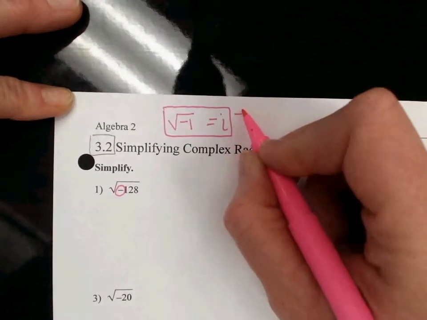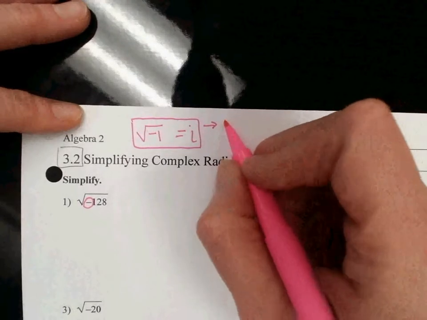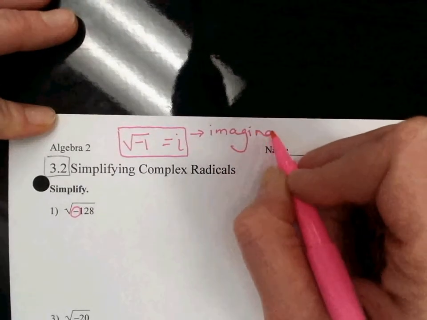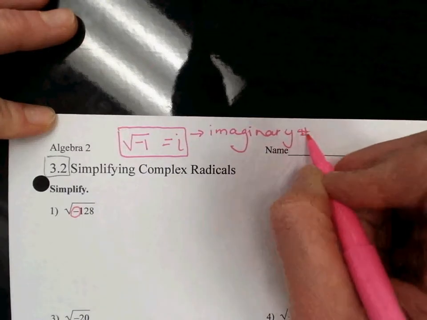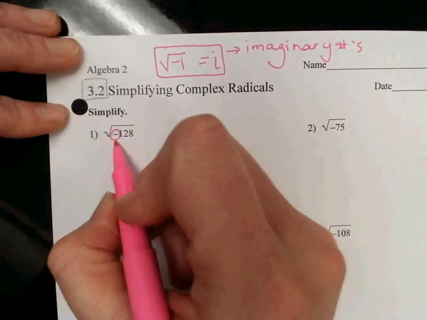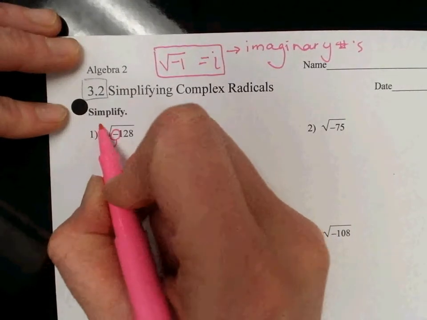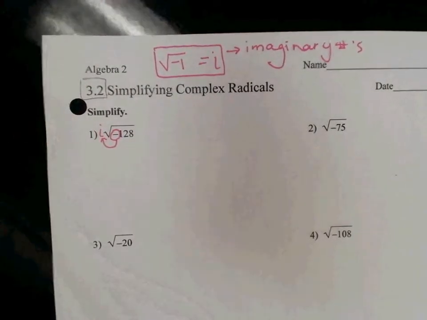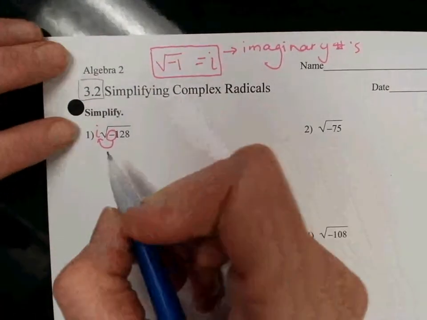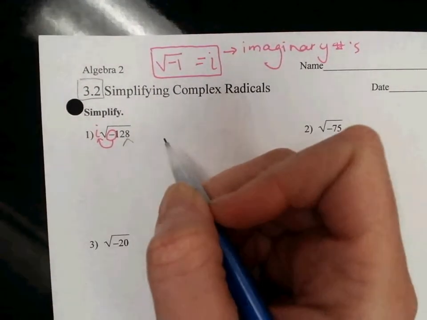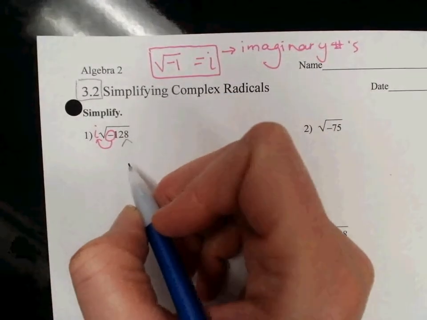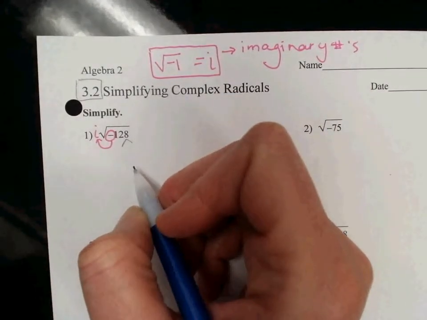And this begins our discussion on imaginary numbers. So the negative comes out, that's an i. And then from here we just simplify the square root of 128 as we have previously. So thinking about the square root of 128, dividing it by 2.